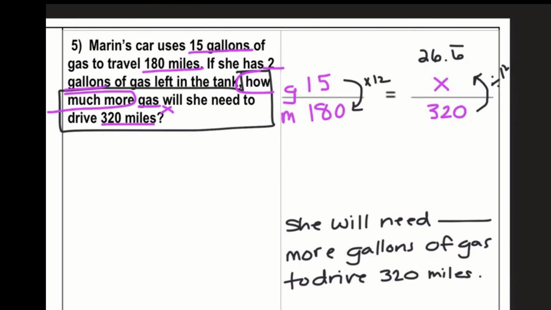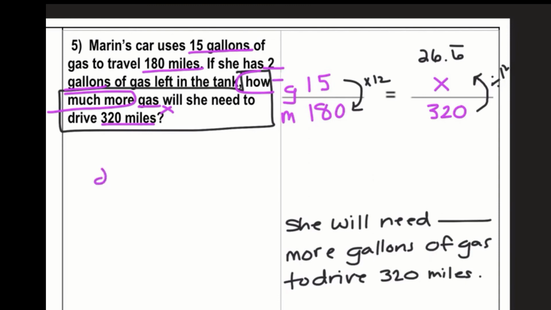Remember, the 320 miles is the total distance that she's going. We know that she has 2 gallons left in her tank. So she needs to use this many gallons for 320, but she already has 2 in her tank, so she's not going to end up filling up with this much. What math do I need to do? Well, how much more is in my question there? That tells me to subtract.